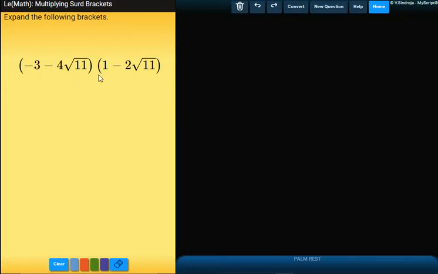Multiplying double brackets is the same as multiplying any old double brackets, whether they're algebraic or not. The same principle applies.